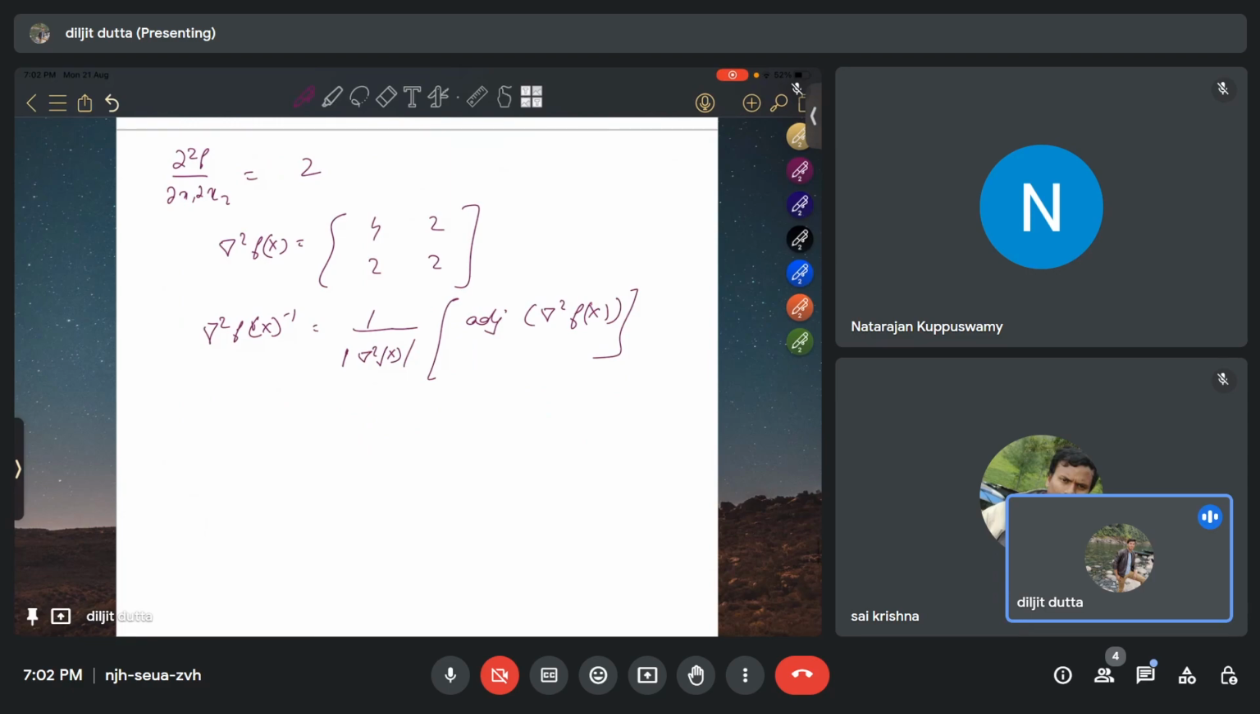So the determinant is how much? 4 times 2 minus 4 is equal to 4. For the first term, it will be 2. If you cancel this row and column, this term will remain, so it will come here. For 2, it will be 4, and for this 2, it will be minus 2. Since minus 1 to the power 1 plus 2 is minus 1, minus 1 into this one, and this again minus 2. So this is del square f we got.